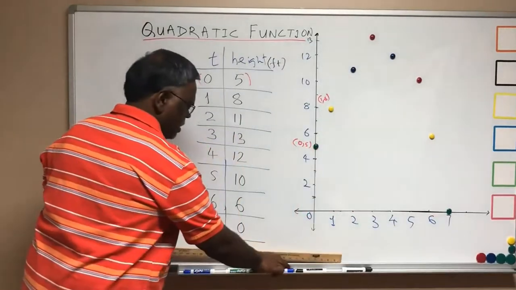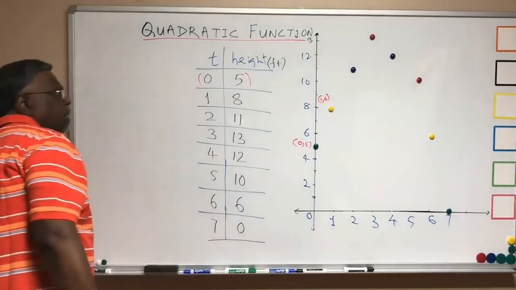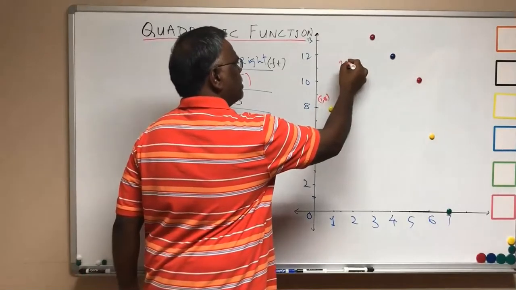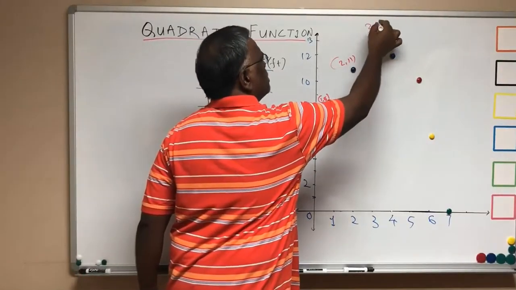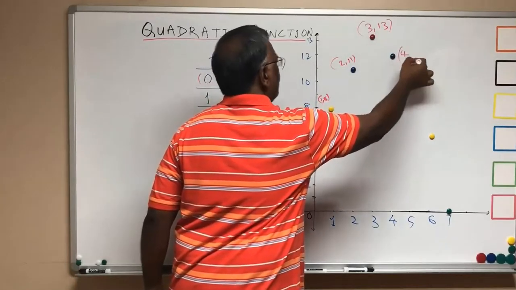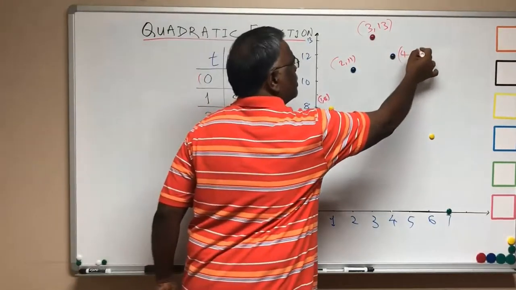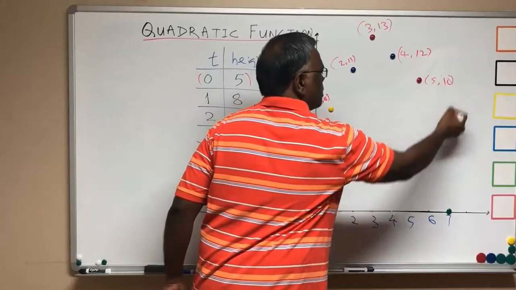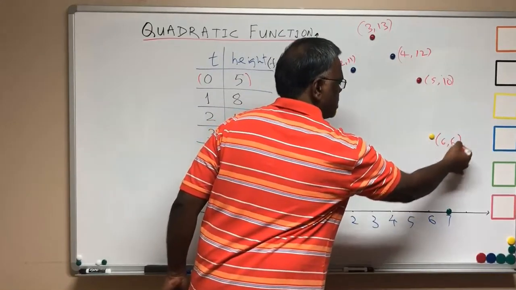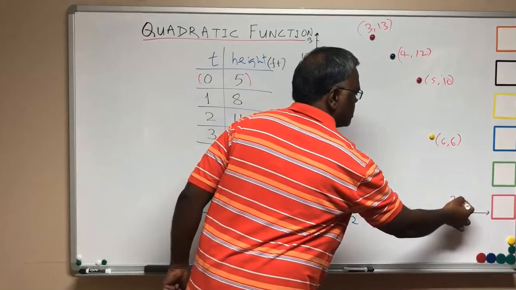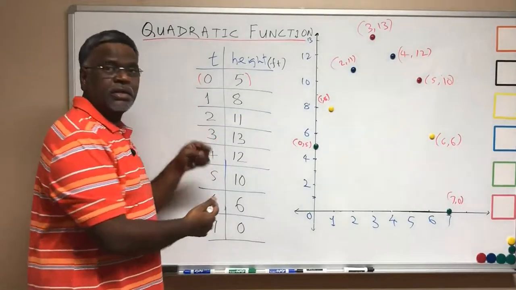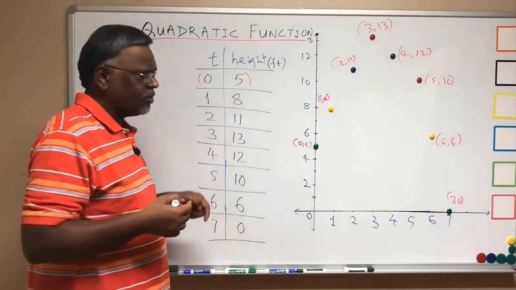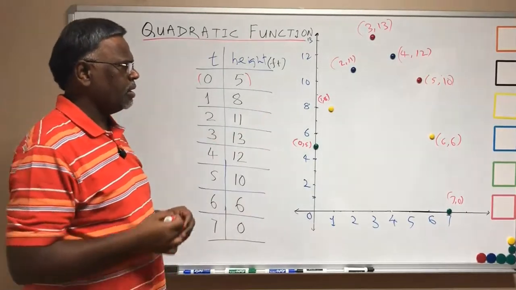So those are my points. And for convenience, we will even write them down: (0, 5), (1, 8), (2, 11), (3, 13), (4, 12), (5, 10), (6, 6), (7, 0). So this is the information we had, the numbers we have. We measured the height at intervals of time, at 1 second, 2 seconds, and so on. That is all you have now.